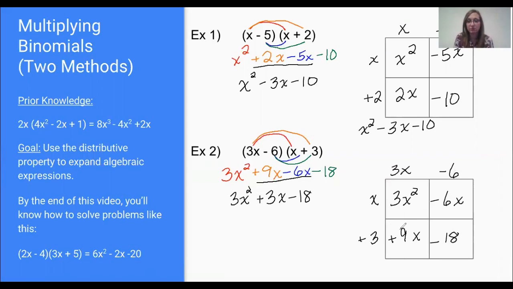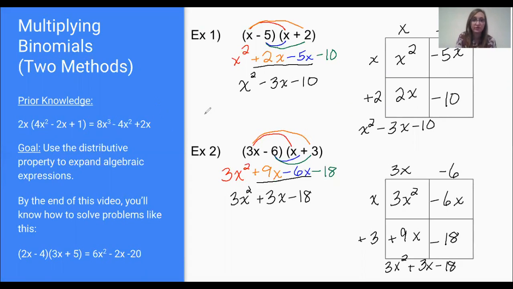And just like the last time, we'll just combine what's in the box. So we'd get 3x squared. And then we have negative 6x plus 9x. And so that'll give us positive 3x. And then the negative 18.